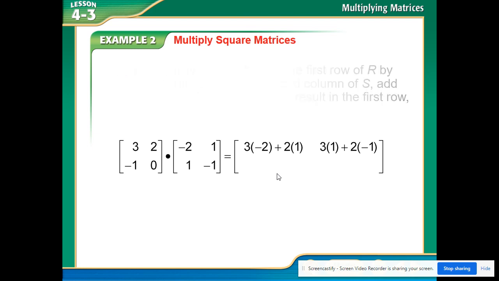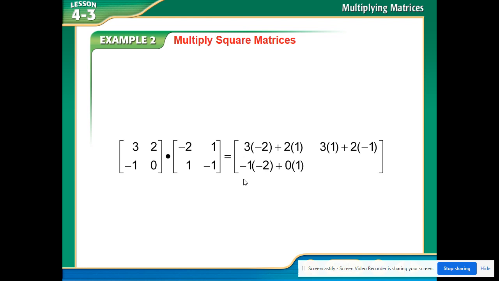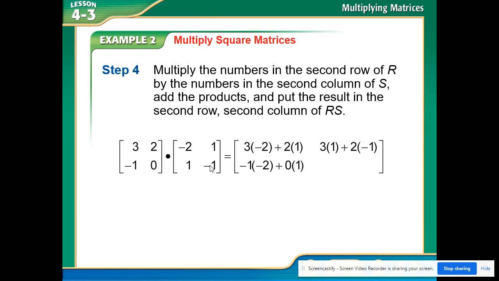Now if I'm going to move on to the one down on the bottom here, I'm dealing with row 2, column 1. So row 2 is -1, column 1 is -2. So -1 with -2, and then 0 with 1. And then the last one, again this row with column 2: -1 with 1, and 0 with -1.